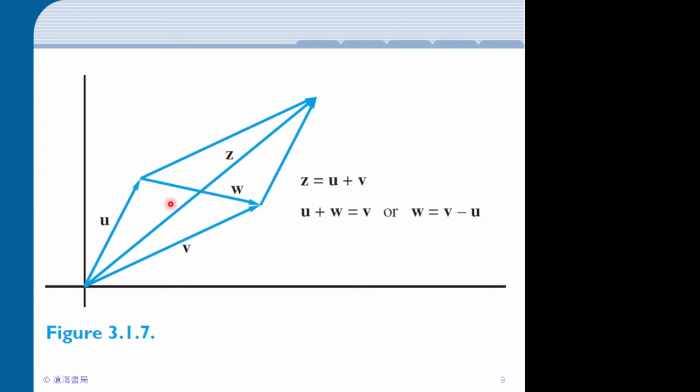And we can also have the subtraction of u and v. So we can have w equal to v minus u, because u plus w will equal v, etc.